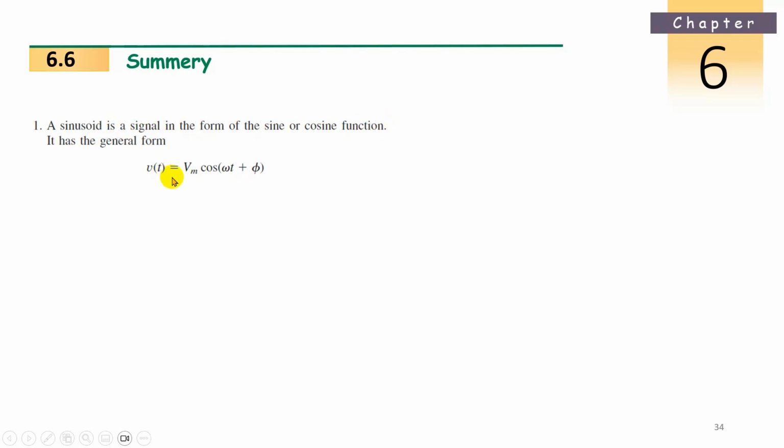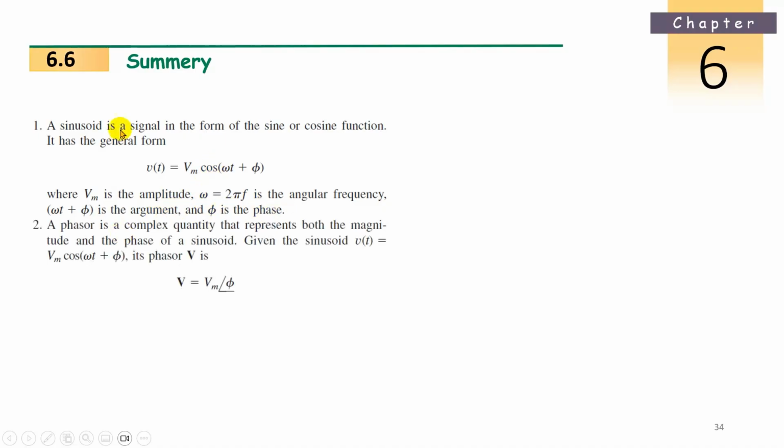It has the general form v(t) = Vm cos(ωt + φ). This is a sinusoid, in the time-domain form, where Vm is the amplitude, ω is 2πf, the angular frequency, ωt + φ is the argument of the cosine term, and φ is the phase. This we already studied.